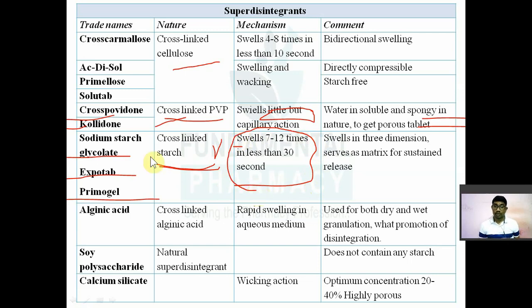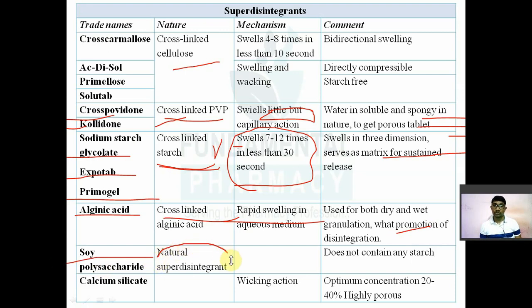The swelling is three-dimensional and can serve as a matrix persistently. Then alginic acid is also known as a super disintegrant; it is cross-linked alginic acid. It will also swell when it comes into contact with water, and it is used for both dry as well as wet granulation, for promotion of disintegration.